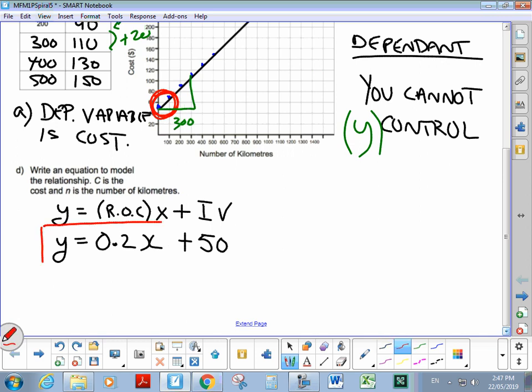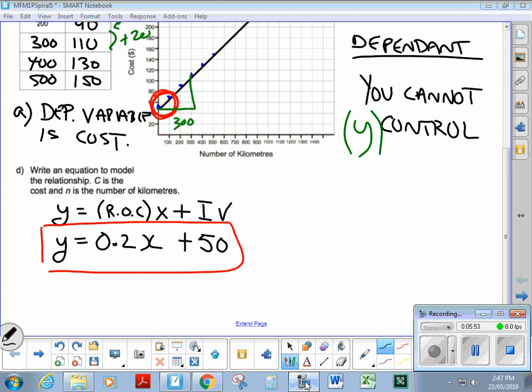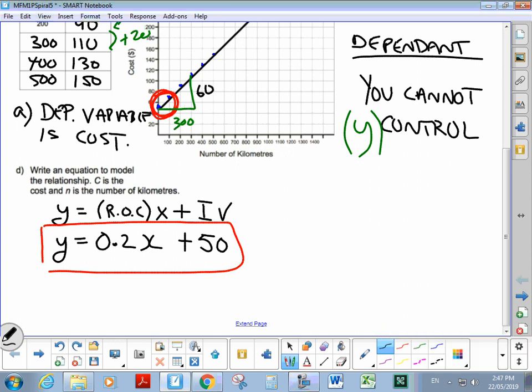We would have got that from our triangle in our graph here, because we went over 300, and in that time frame, we went up... what did we go up here? We would have gone up 60. So that means our rate of change is y over x, so 60 divided by 300. And there's my 0.2. Okay, so there's part D.